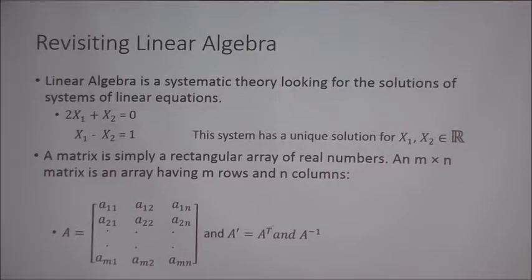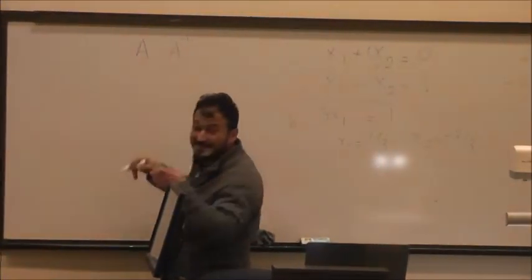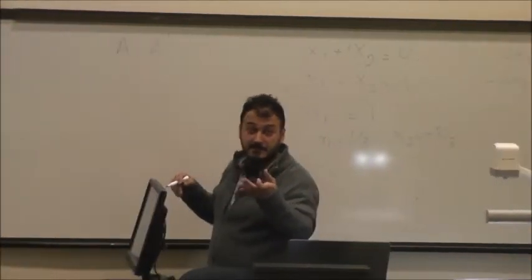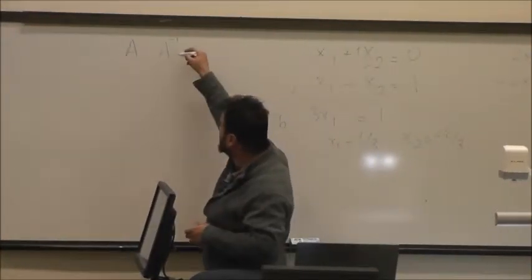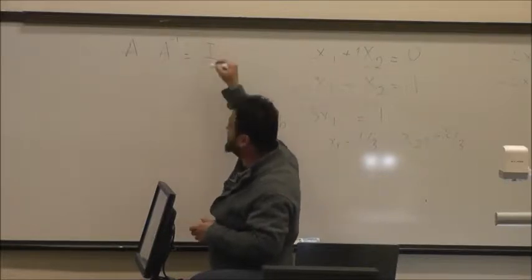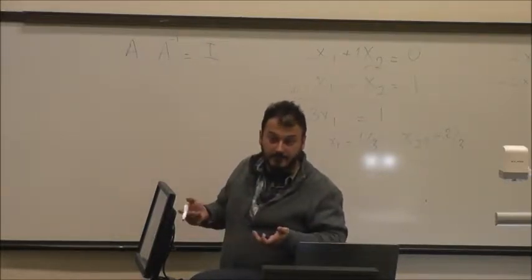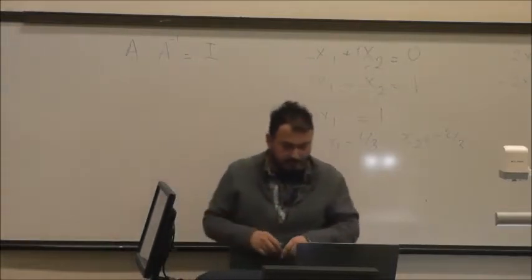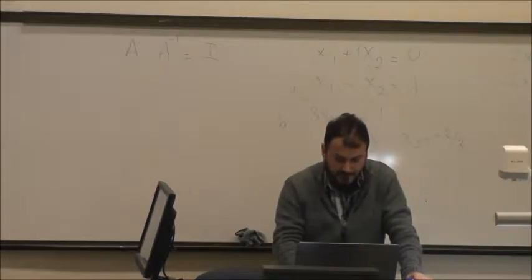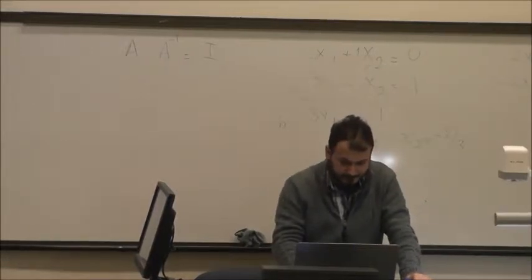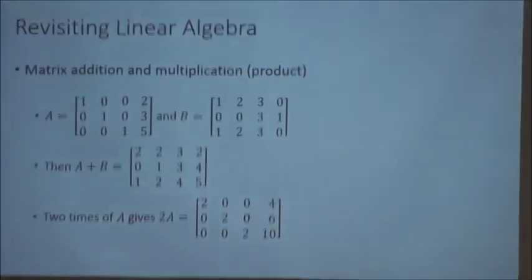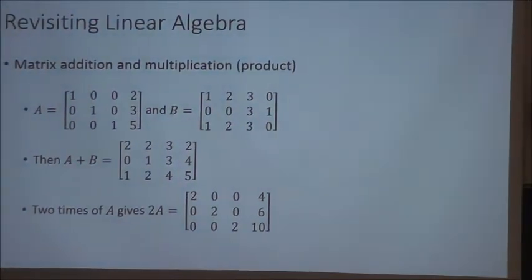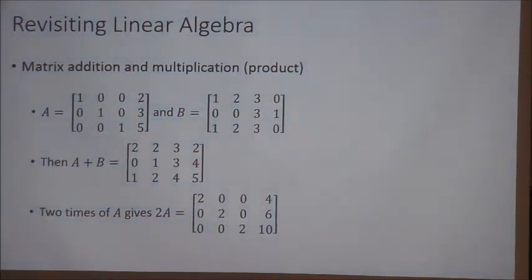I know this, right? I have A, and if there exists an inverse of the A matrix, the product of those two should be identity, right? Okay, so you also have to calculate the determinant and other operations. Alright, for example, matrix addition and multiplication, a matrix product.